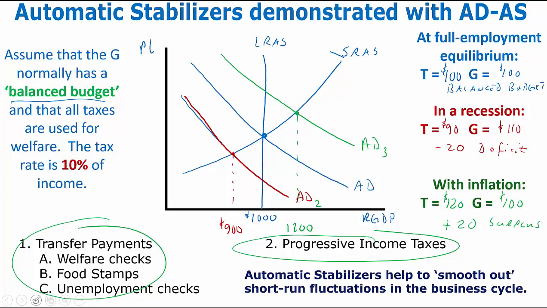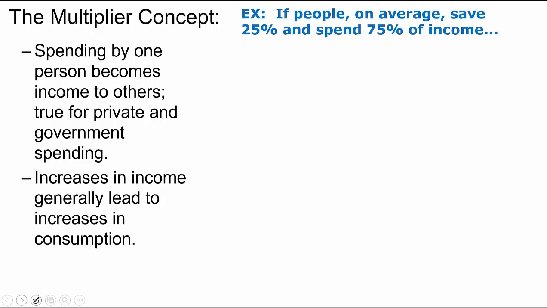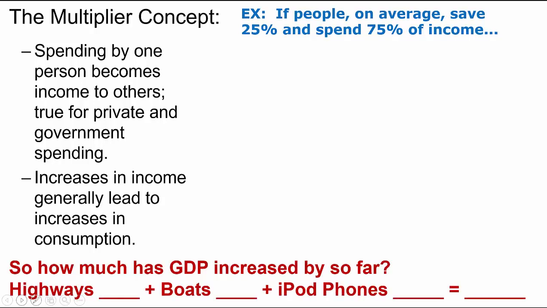All right, let's roll on. So we're going to talk about the multiplier now. If you haven't done it yet, this is the part in the lecture where you really need to pay attention. So let me give you an example of how this works. Let's pretend that on average, people spend about 75% of their income and they save 25%.